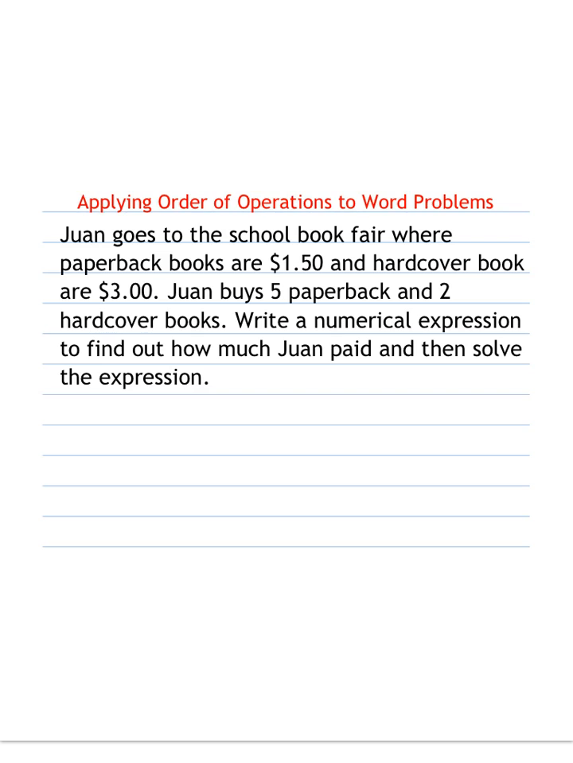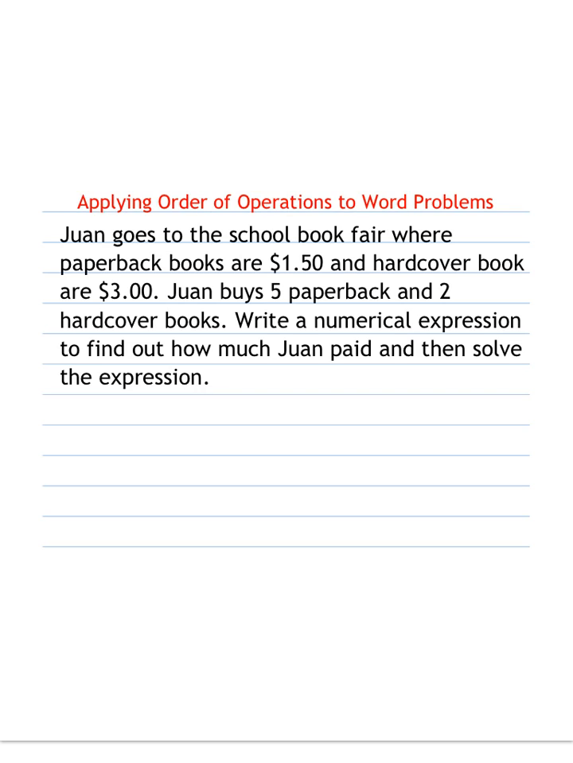Alright, here we have a word problem. It says applying order of operations to word problems. So first we need to go through and read the problem. It says, Juan goes to the school book fair where paperback books are $1.50 and hardcover books are $3. Juan buys 5 paperback and 2 hardcover books. Write a numerical expression to find out how much Juan paid and then solve the expression.